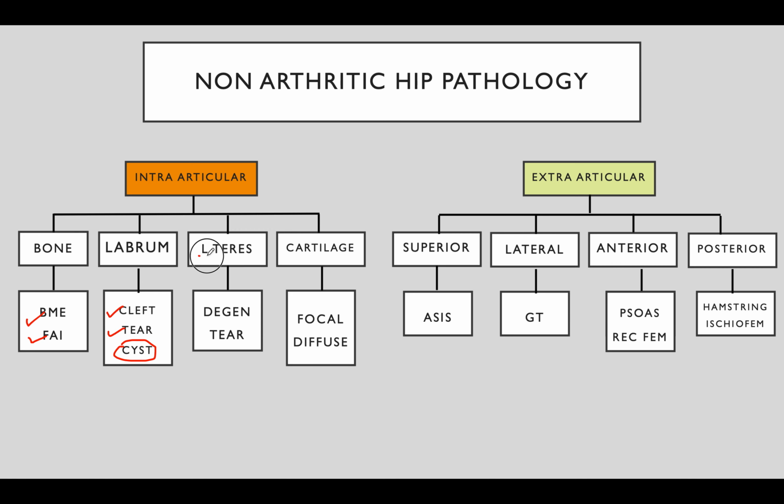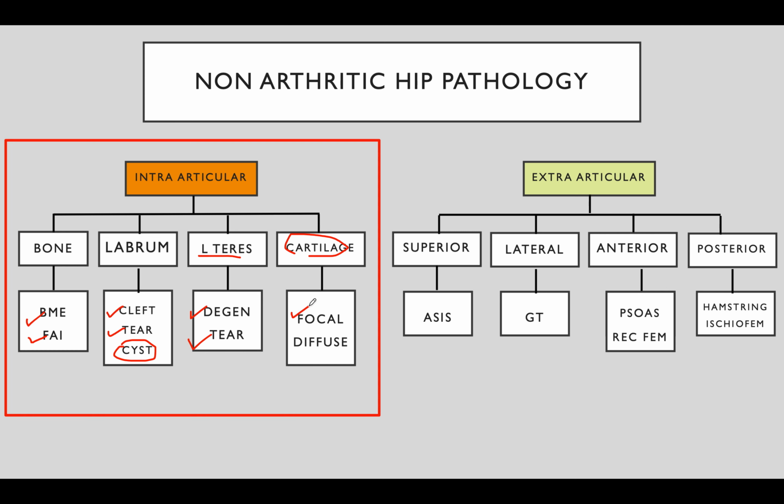We've talked about the ligamentum teres and looked through everything from a normal one to then with degeneration and one with a tear. And we've talked about articular cartilage and how we can see it really nicely to see focal chondral lesions. So with that, we'll stop this section on non-arthritic hip pathology, the intra-articular lesions, and the next session we'll talk about the extra-articular lesions.